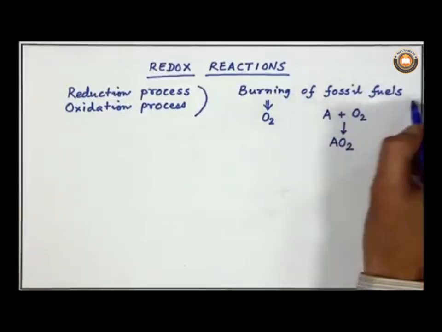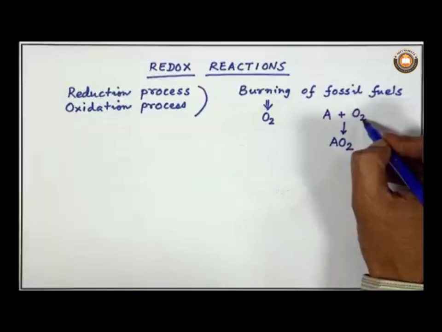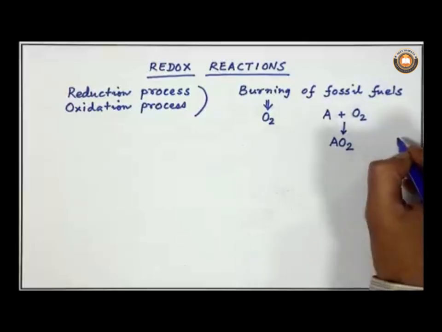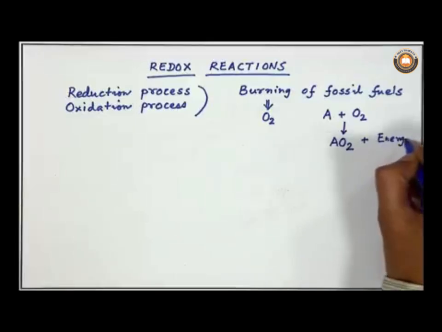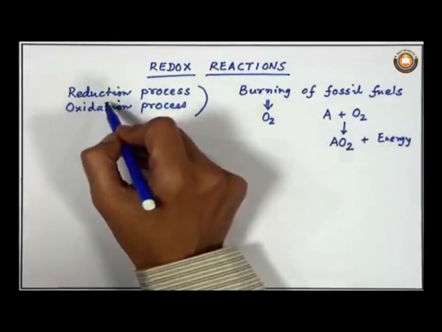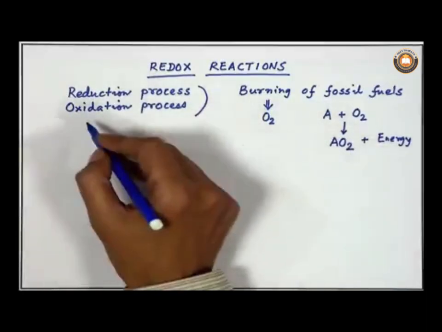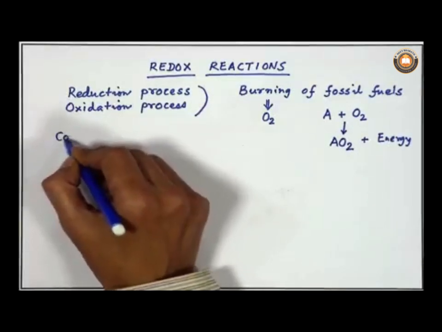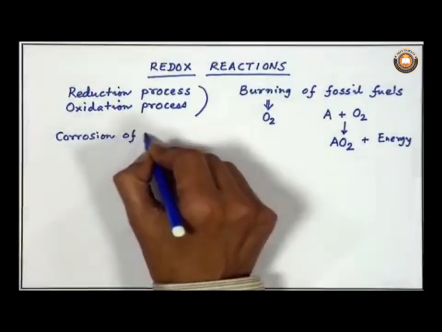So, if our fossil fuel has carbon present in it, carbon can be oxidized very nicely by forming its corresponding oxides, and that releases a good amount of energy. So, that is the requirement for the burning process. But what about these two things, the corresponding reduction process and the oxidation process, because these two processes are starting from this burning of fossil fuel to another process which is the corrosion of metals.